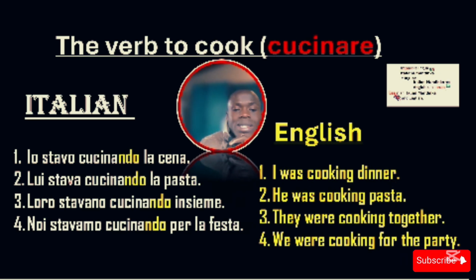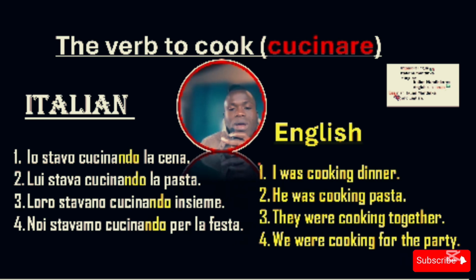Lui stava cucinando la pasta, which means he was cooking pasta. Loro stavano cucinando insieme, which means they were cooking together. Noi stavamo cucinando per la festa, which means we were cooking for the celebration, or for the festival. All right, so this is the end of the slide.